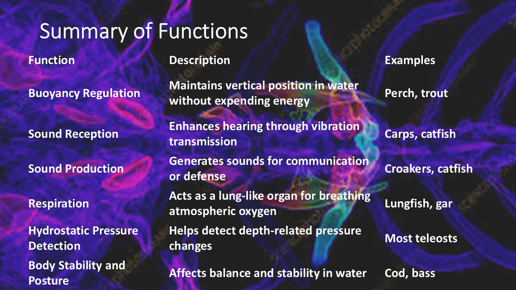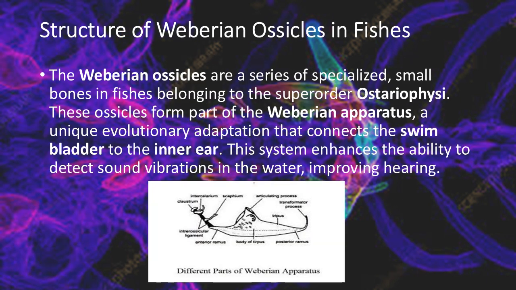Examples: croakers, catfish. Function: respiration. Description: acts as a lung-like organ for breathing atmospheric oxygen. Examples: lungfish, gar. Function: hydrostatic pressure detection. Description: helps detect depth-related pressure changes. Examples: most teleosts. Function: body stability and posture. Description: affects balance and stability in water. Examples: cod, bass.